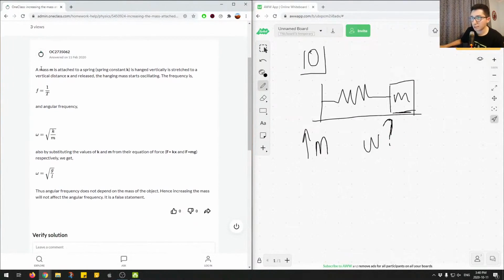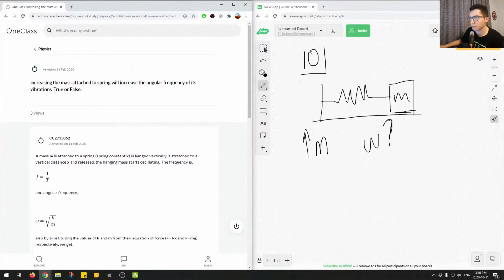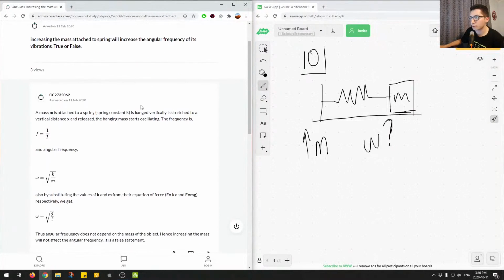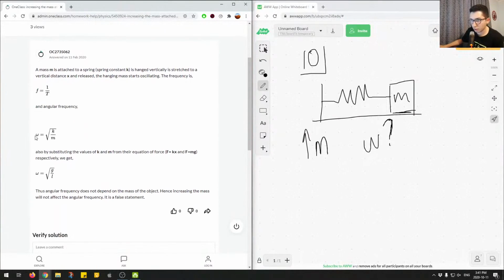So mass M attached to a spring, spring constant K, is hanging vertically. So we're saying it's hanging vertically. So here it doesn't really state, it is stretched to a vertical distance x and released. The hanging mass starts oscillating. The frequency is as follows, and the angular frequency is as follows. Also, by substituting the values of k and m from the equation, thus the angular frequency does not depend on the mass of the object, hence increasing the mass will not affect the angular frequency.